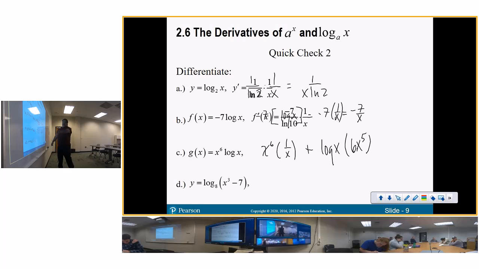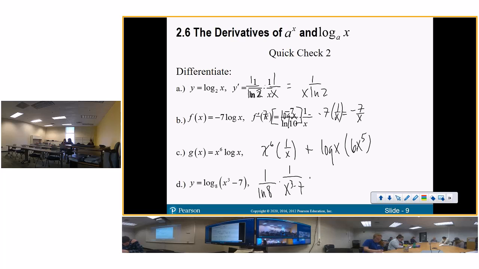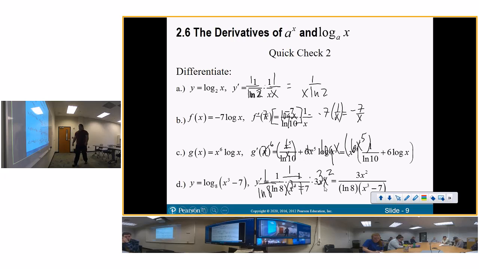And here, we're just going to do the natural log, 1 over natural log of 8 times 1 over x to the third minus 7. And what's the derivative of x to the third minus 7? 3x squared, and you're going to put that 3x squared on top. Okay? And I think that's what they got there. Yeah, there's the 3x squared right there. Okay? So you see these natural logs and logarithms are not that difficult.